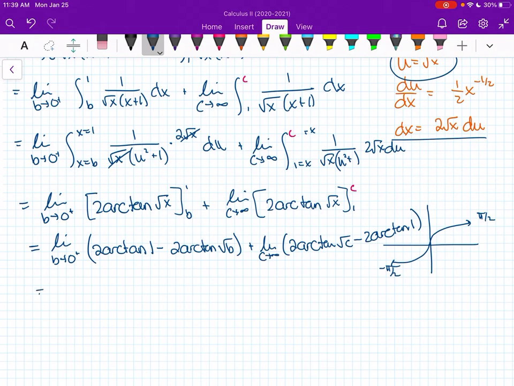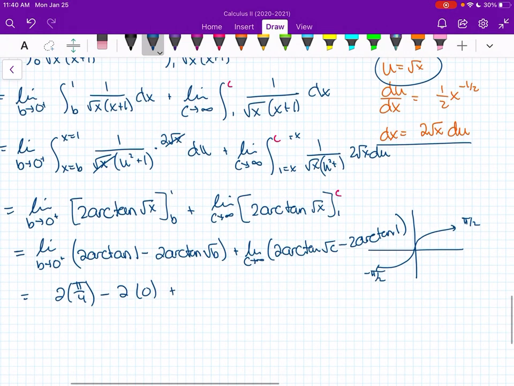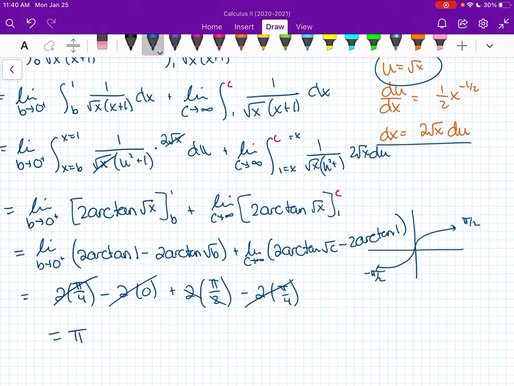So then I get 2 pi over 4 minus, and then the arctan of 0 is 0, so 2 times 0. So that's my first one. And then over here, once again, 2, and then if I look as c approaches infinity, I can look at that function and see that the upper bound would be pi over 2. And then minus 2 arctan of 1, we've already decided was pi over 4. So then this goes away at 0. These cancel out, and my 2's cancel. So my answer here is just pi.